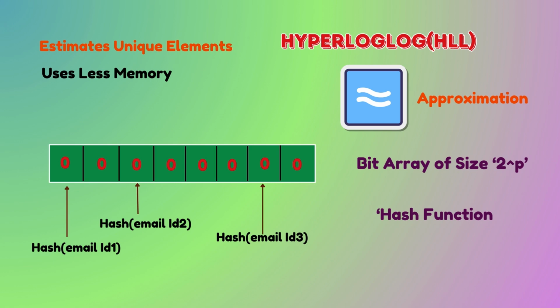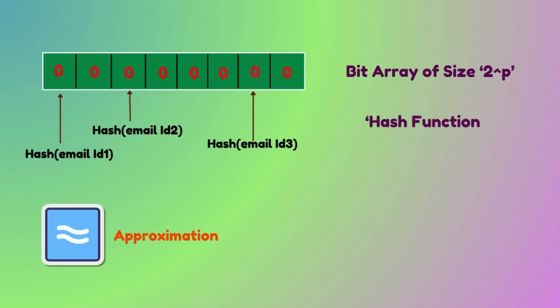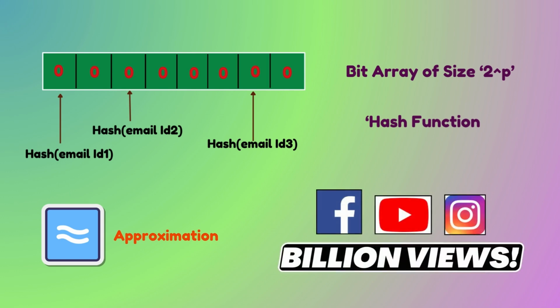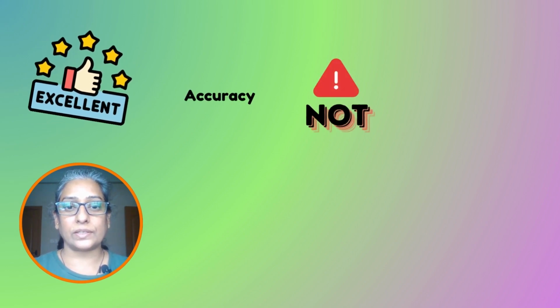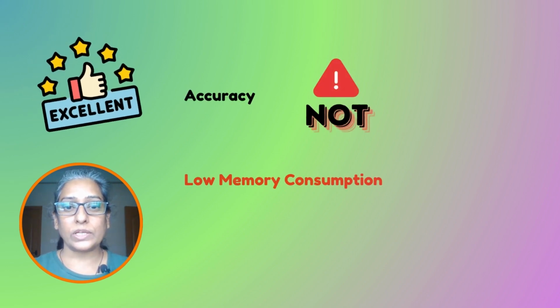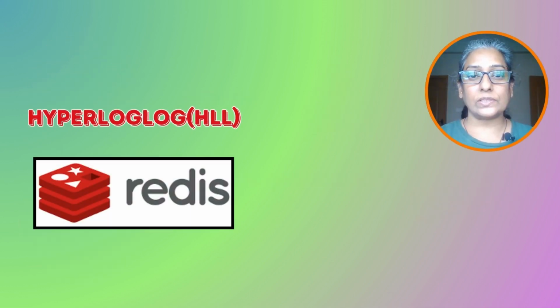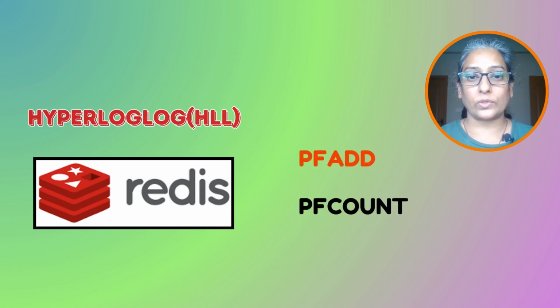Unlike storing each individual user ID, HyperLogLog tracks unique views using hashes and bit arrays. This makes it ideal for platforms that need to track unique interactions across millions of users with limited memory. HLL excels in situations where exact accuracy is less critical, but low memory consumption and high speed are priorities. Redis natively supports HyperLogLog with commands like PFADD and PFCOUNT.